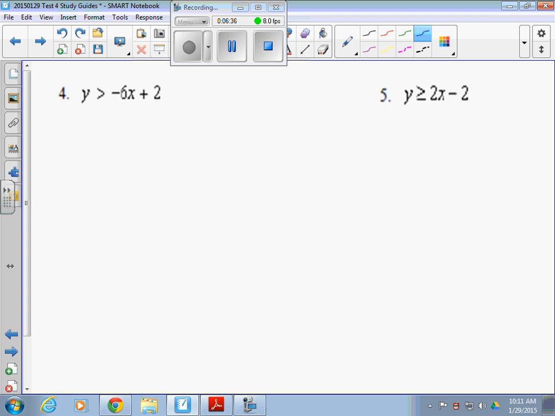Number 4 and 5 are both in mx plus b form. That'll speed us up a little bit. When we graph this, we're going to go through at positive 2. That's what our b value is. So at 1, 2 is our first point.